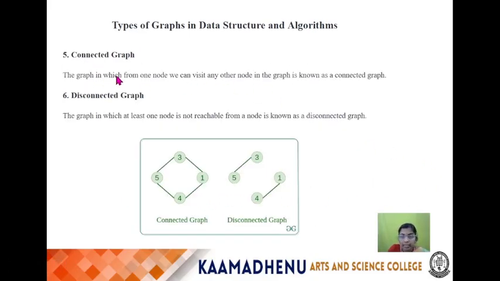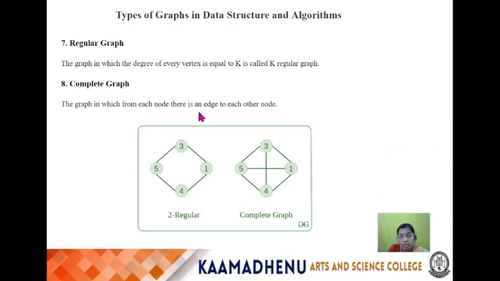Then connected graph. So the graph in which from one node we can visit any other node in the graph is known as a connected graph. The next one is disconnected graph. So the graph in which at least one node is not reachable from another node is known as a disconnected graph. So this is the representation of connected graph. All the vertices are connected in this connected graph. Disconnected graph means there are no connections between 5 and 4, these nodes.